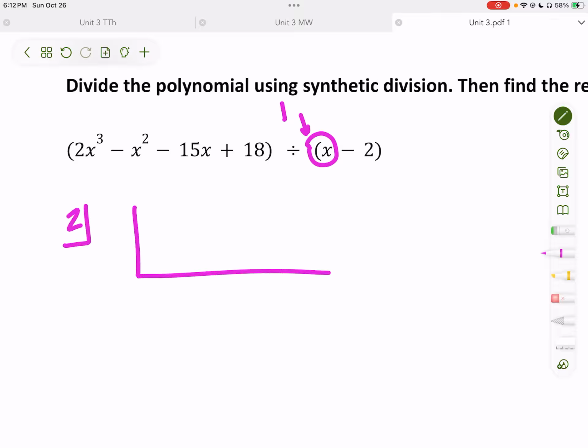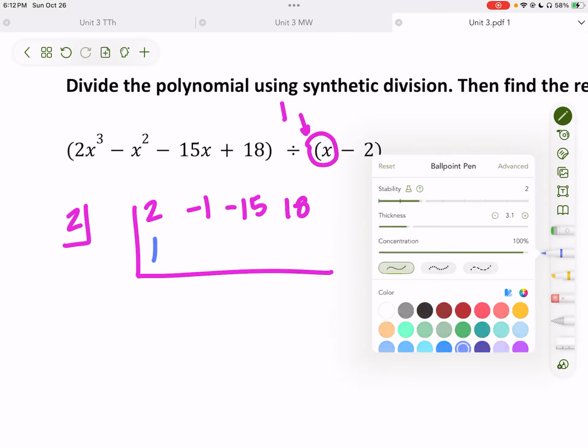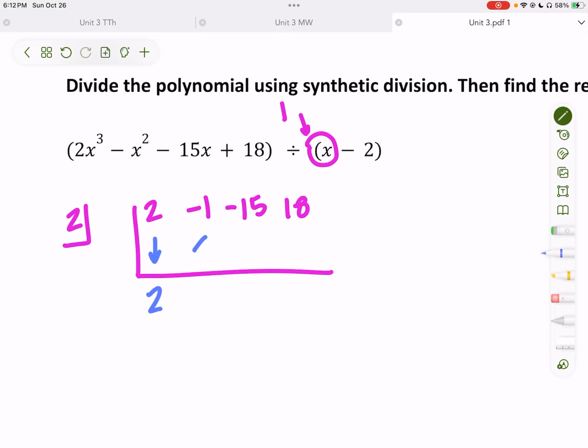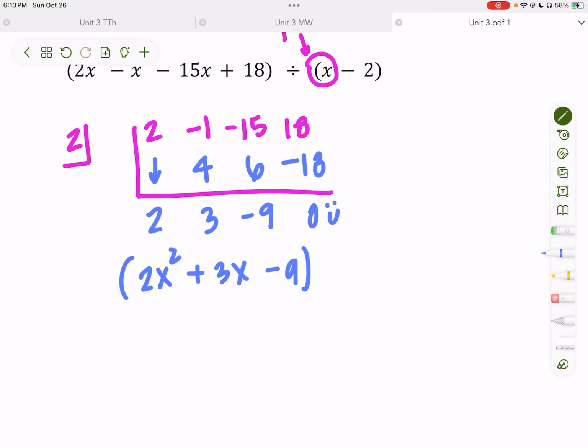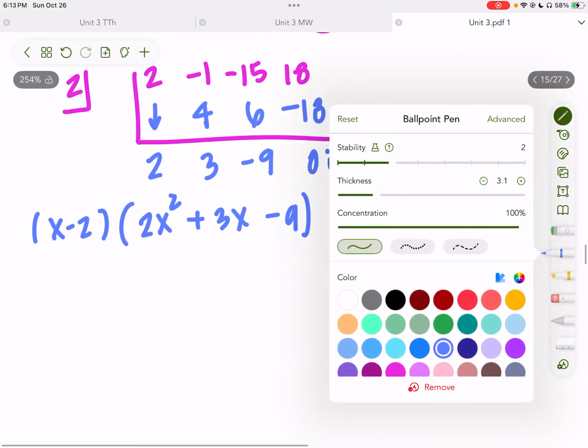So there's our little box, and we have 2, -1, -15, and 18. Bring down the first term, multiply, do the math, multiply, do the math, multiply, do the math, okay? Great, we got 0. So that means we have 2x squared plus 3x minus 9 remaining, and we divided by x minus 2, which was a factor. So now this quadratic, I can go ahead and factor as well.